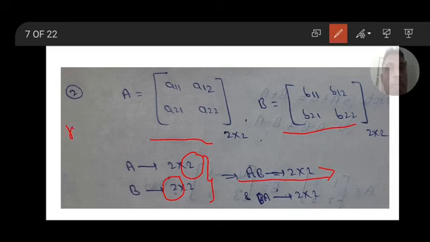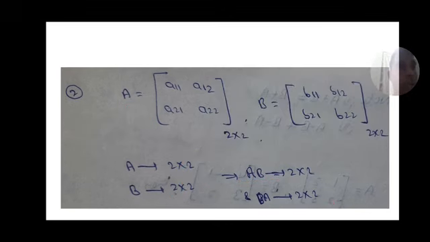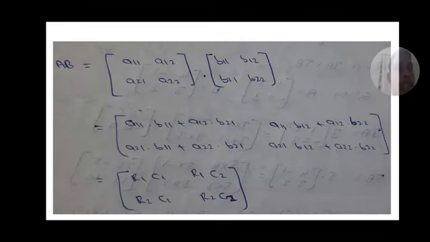Next, BA. B is 2/2 and A is also 2/2. So for B into A, the first matrix is B, and its number of columns is 2, and the second matrix's number of rows is 2. Therefore BA is also a 2/2 matrix. So how do we do A into B? Multiplication. We take the rows of the first matrix.